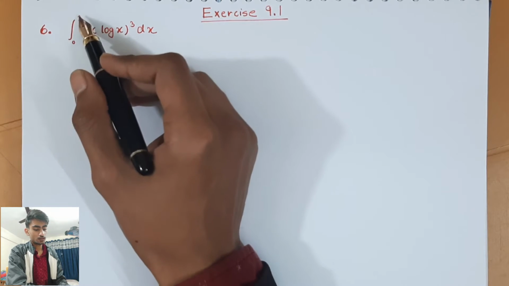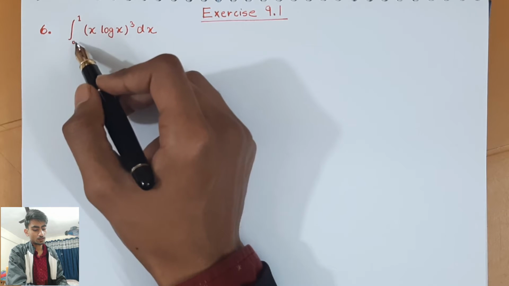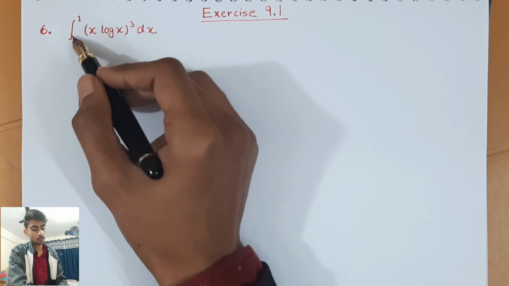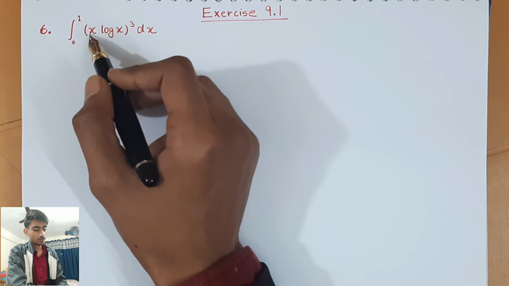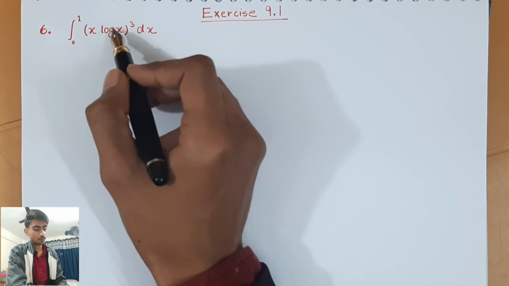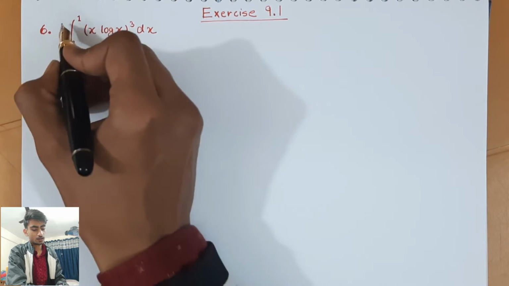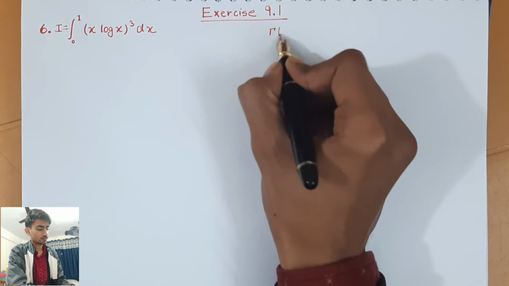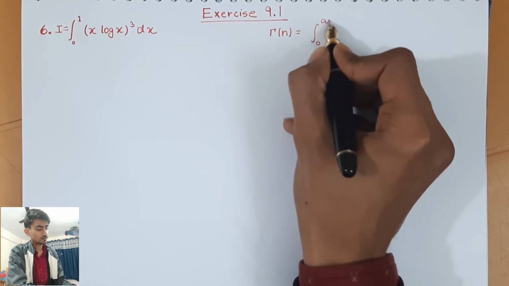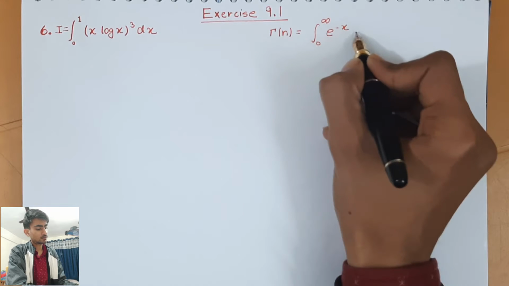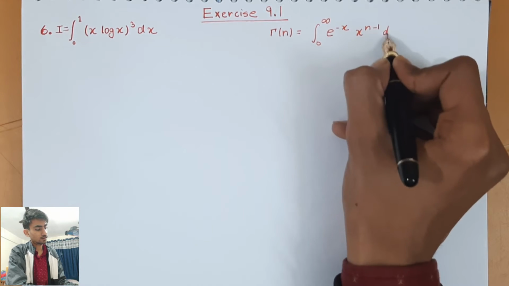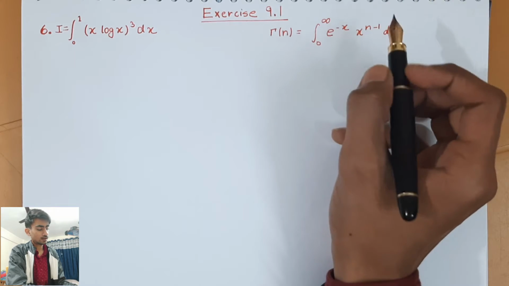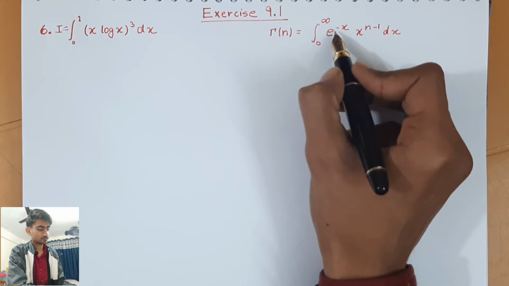So we can see there is an integration, but the limits are not from 0 to infinity. So we'll have to apply some substitution so that we get infinity in this limit. Also, we need an exponential term in this integral. So let's call it I. So what I am trying to say is, if gamma of n is defined as the integral from 0 to infinity of e to the power minus x, x to the power n minus 1 dx, we need limits from 0 to infinity. That's the first condition. And the second thing is that we need an exponential term.